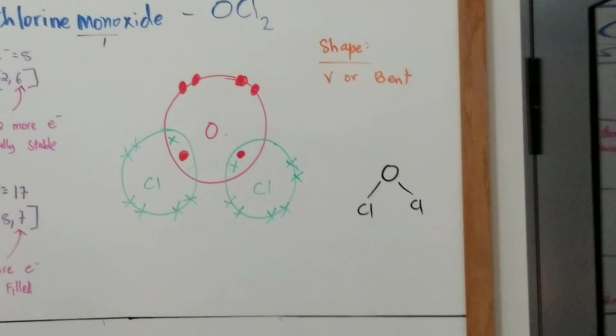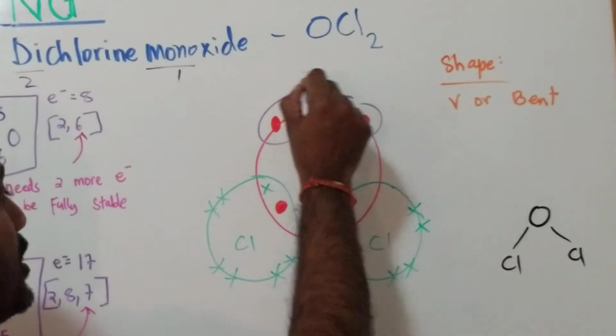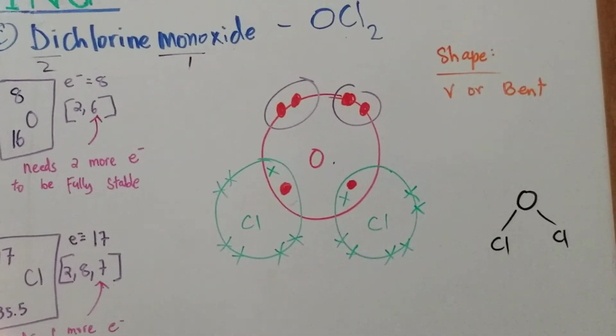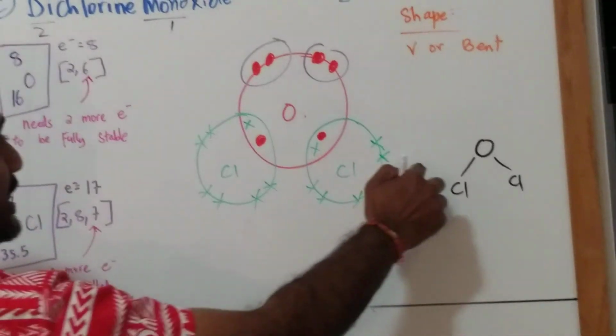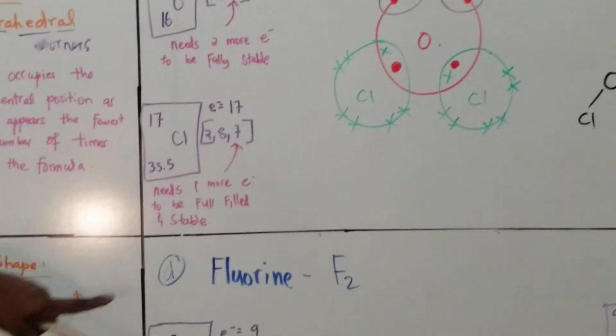Now this structure looks to be bent in shape because these 2 non-bonding pairs on the top are pushing down on the bonded pairs. So these 2 non-bonding pairs on the top are going to push down on the bonded pairs, yielding a bent or a V shape. The last molecule for me to discuss is fluorine.